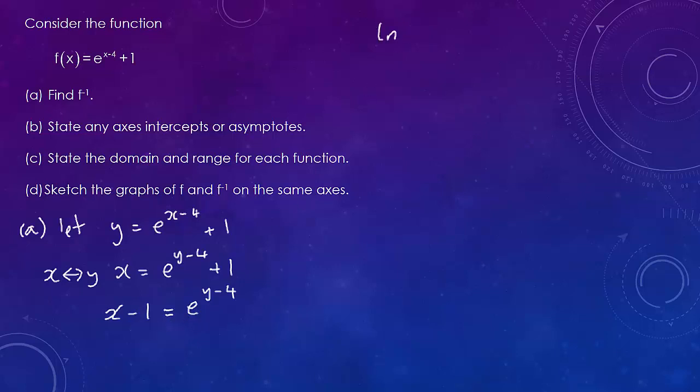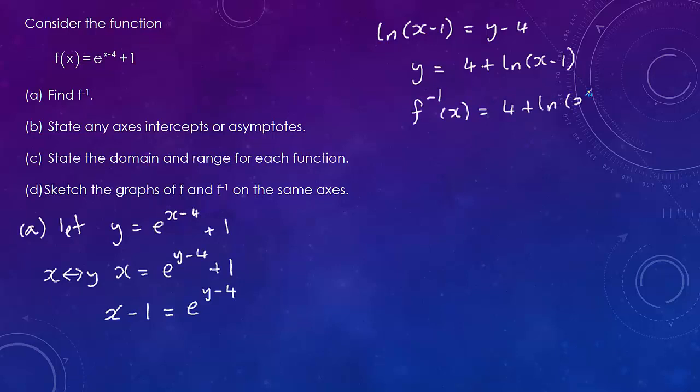So we've got ln of x minus 1 is equal to, well, if we do the inverse function of this, we're just going to end up with y take away 4. And therefore y is equal to 4 plus ln x minus 1. So we can say the inverse function of x is 4 plus ln x minus 1.